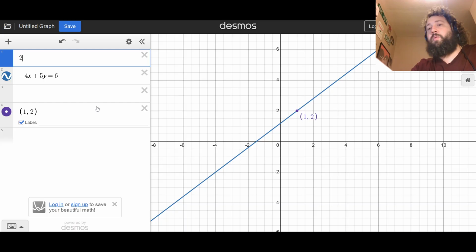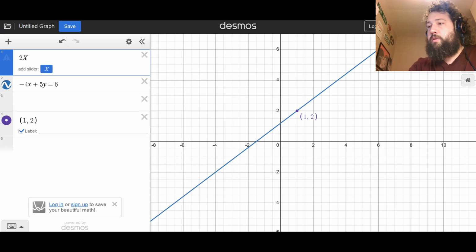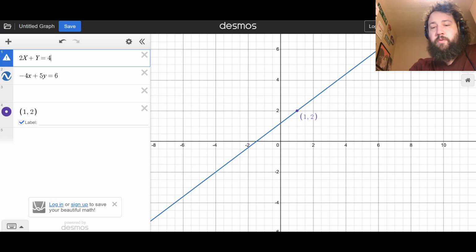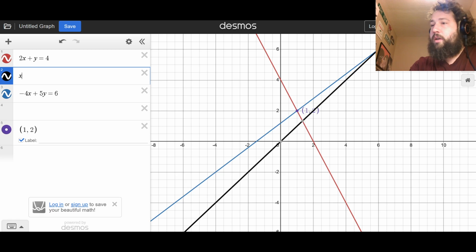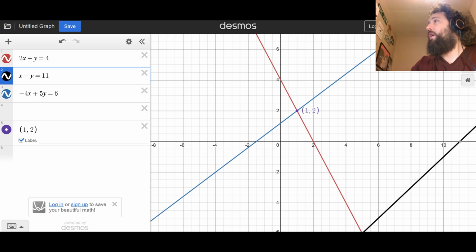Hold on, let me move my keyboard a little bit. 2x plus y equals 4. And I have, ooh, those are capitals. They don't like capitals. I have caps lock. Y, there is my new line. And then my other one is going to be x minus y equals 11.